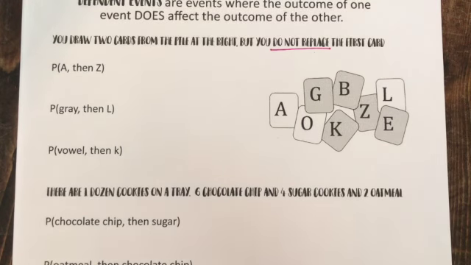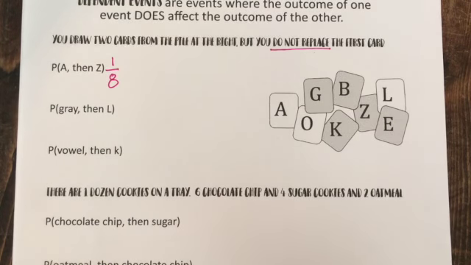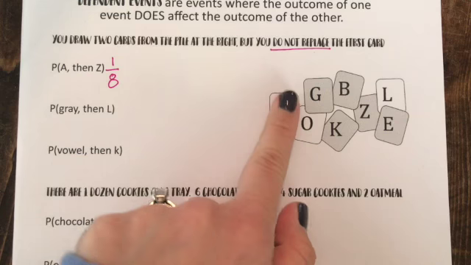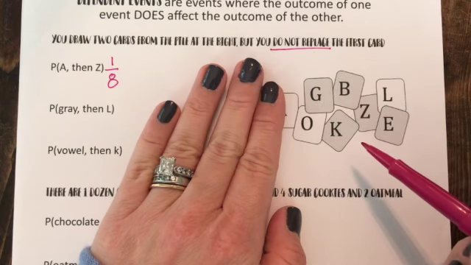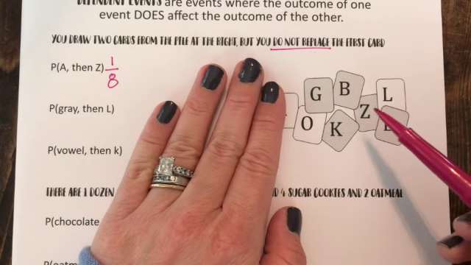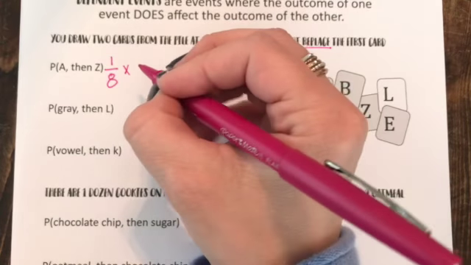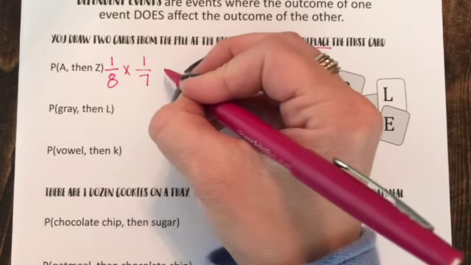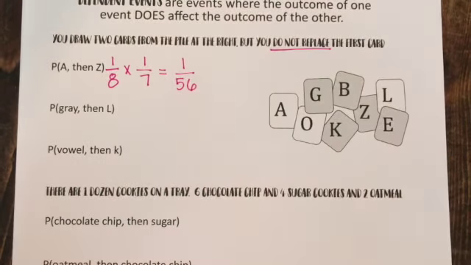The probability that my first card is an A is 1 out of 8, right? There's 8 cards, there's one letter A. And then it says, I'm not going to replace it. What are the chances that my next card is a Z? Okay, so if this A card is gone, how many cards are the letter Z? There's one letter Z, but how many cards are left? 1, 2, 3, 4, 5, 6, 7, right? Because I took one away. So this is going to be 1 over 8 times 1 over 7.